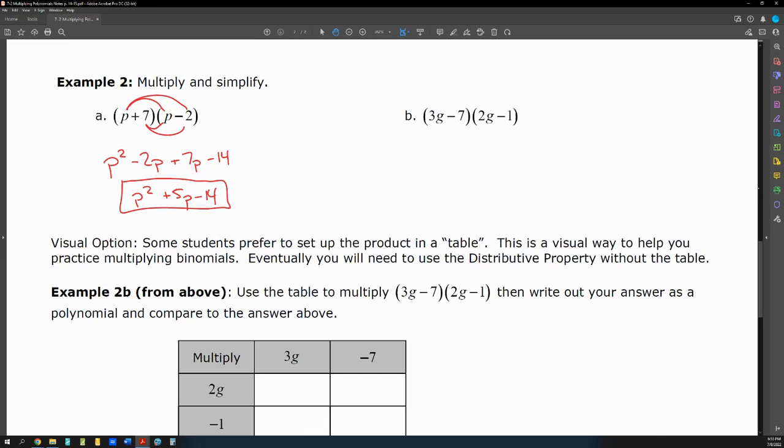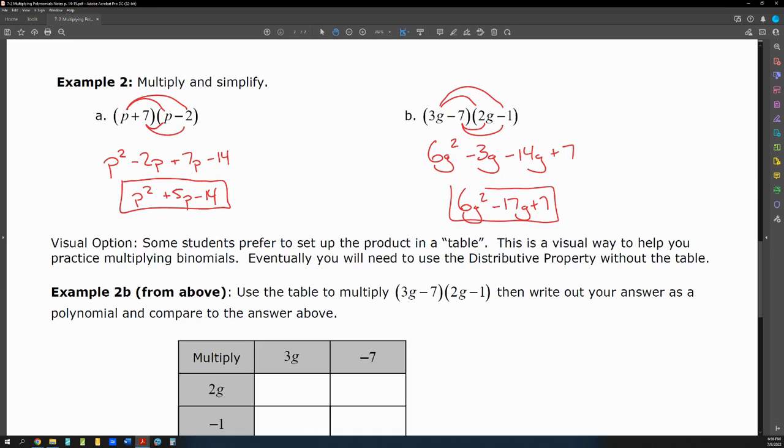2b, here we have 3g minus 7 times the quantity 2g minus 1. So we're going to multiply every term in the first polynomial times every term in the second polynomial, using FOIL, because we have a binomial times a binomial. 3g times 2g, first, is 6g squared. Outer, 3g times negative 1 is negative 3g. Inner, negative 7 times 2g is negative 14g. And last, negative 7 times negative 1 is positive 7. Combining like terms, we get 6g squared minus 17g plus 7. Okay, so this is like the distributive property.